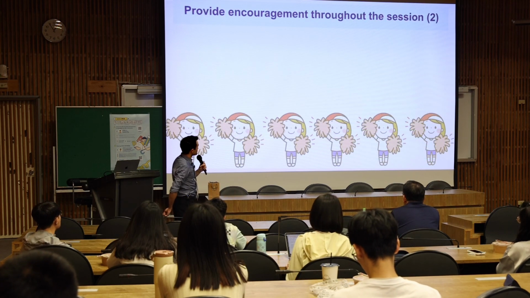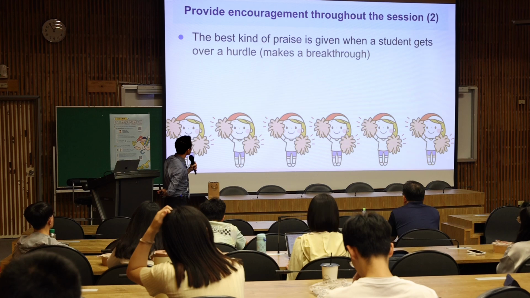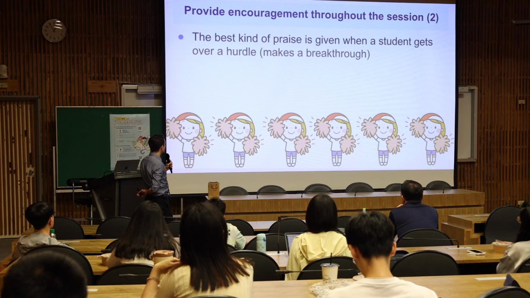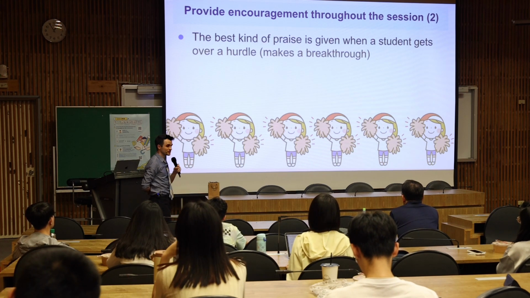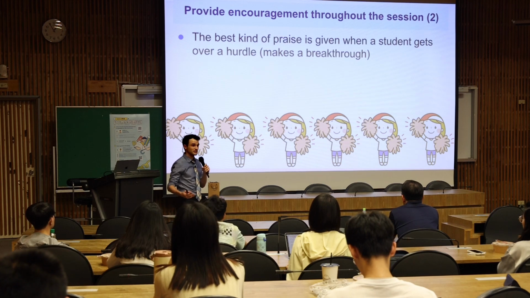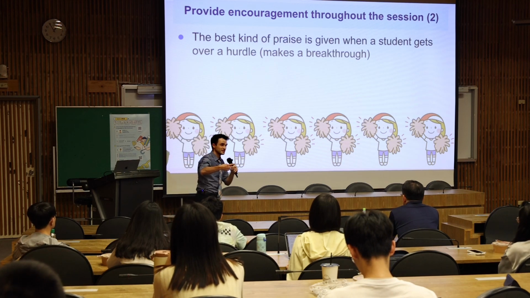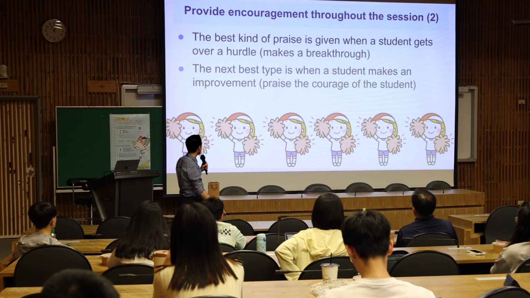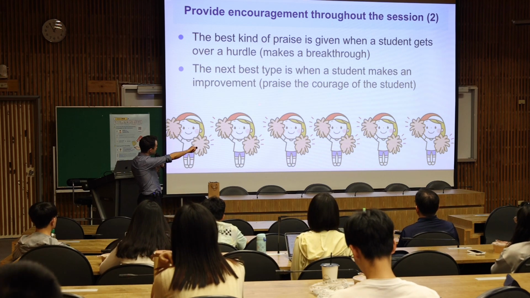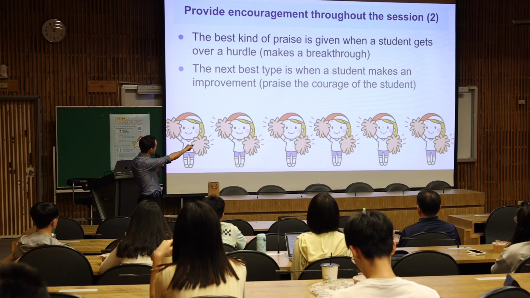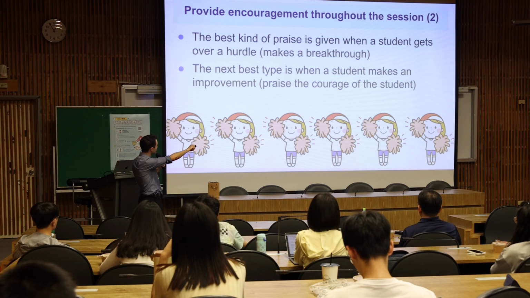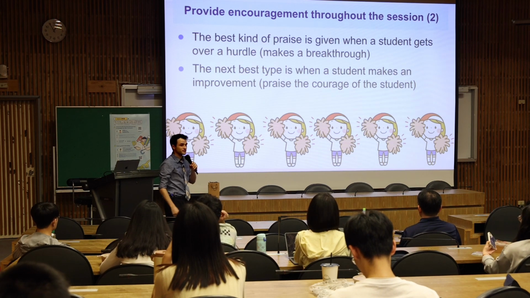Next, point 2. The best kind of praise is given when the student gets over a hurdle. It means makes a breakthrough, when they do something big. Praise that leap. The next best type is when a student makes an improvement, just makes an improvement. Praise the courage of the student for trying.